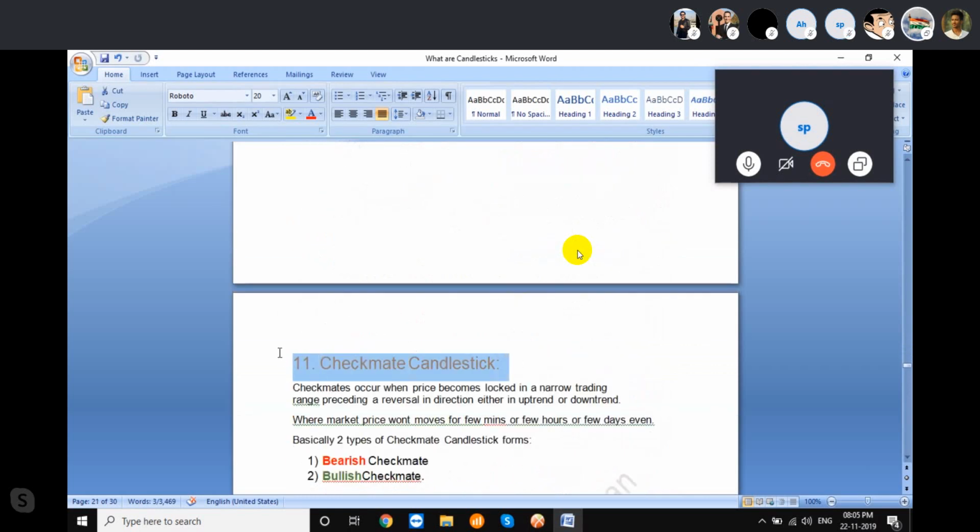Okay. Now the checkmate conditions. Can anyone please tell me what the checkmate conditions are? What is the checkmate candlestick pattern? Anyone? No, sir. Okay, fine.